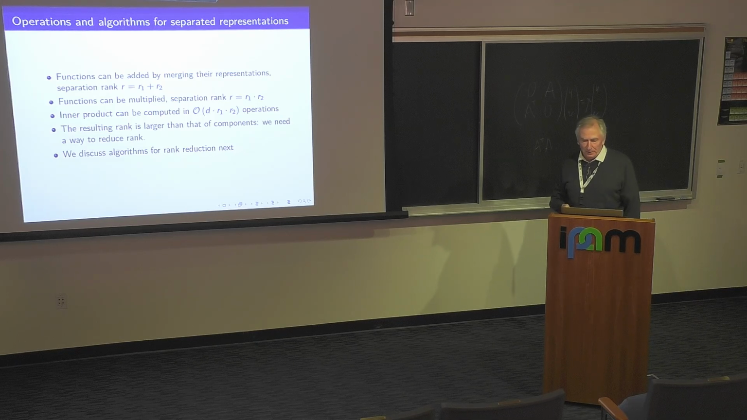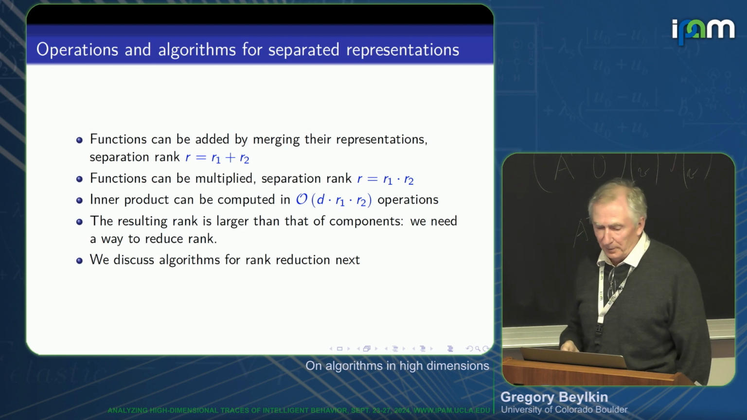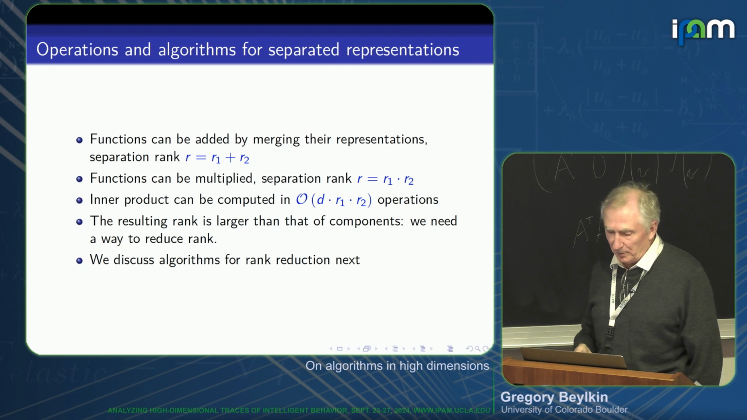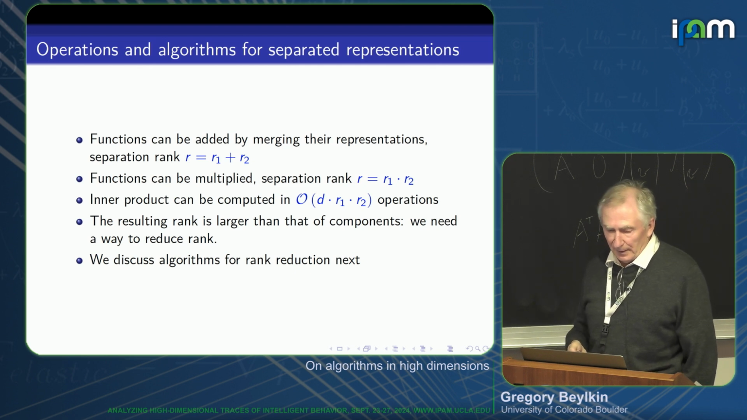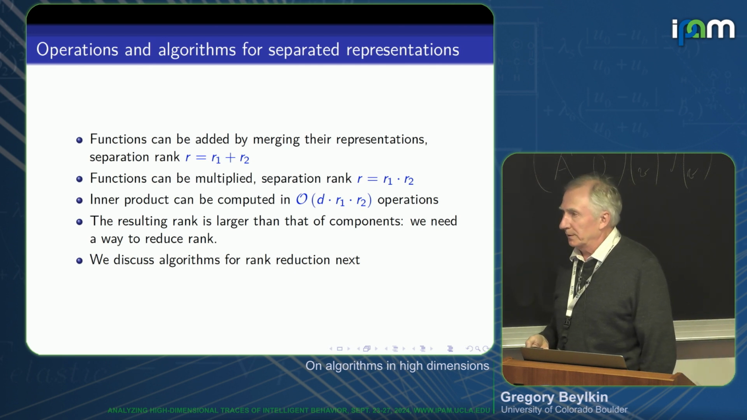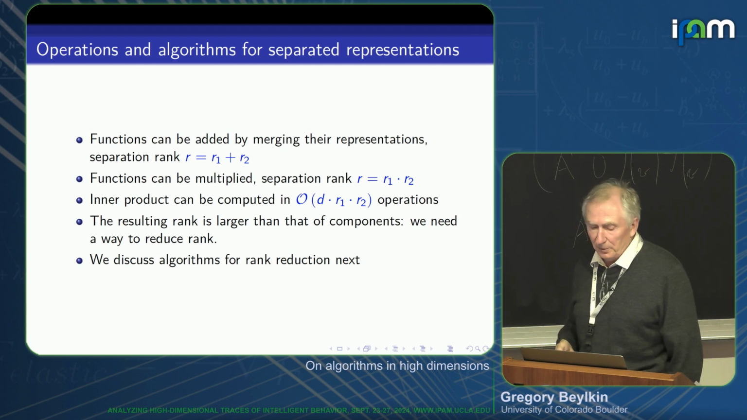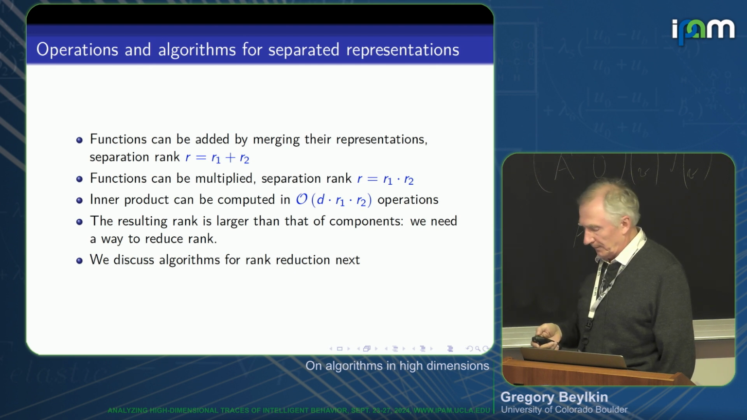So you can do operations on separated representations. You can add them, it's simply a merge. You can multiply them, and the separation rank will grow. You can compute inner products. In all of these cases, the resulting rank will be larger than the components that go in, and so you need algorithms to reduce the rank. Okay?